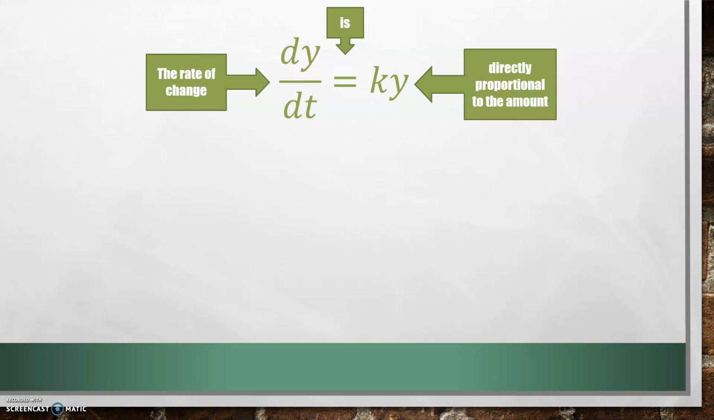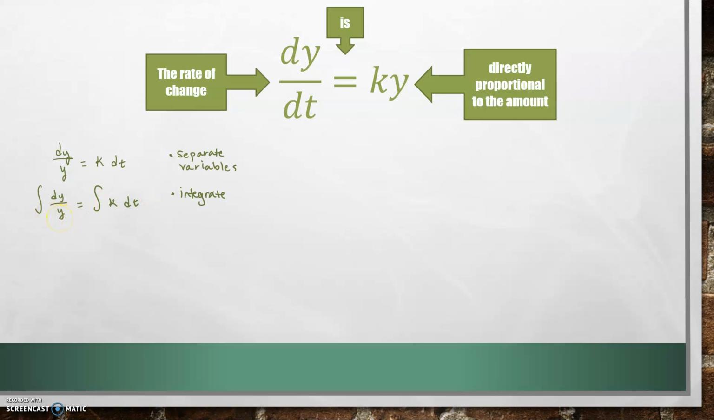We're going to do our first step. We're going to separate out the variables. Go ahead and try that. So I'm going to multiply both sides by dt, and I'm going to divide both sides by y. And I'm going to do the integral of both sides. So we have the integral of dy over y is equal to the integral of k dt.